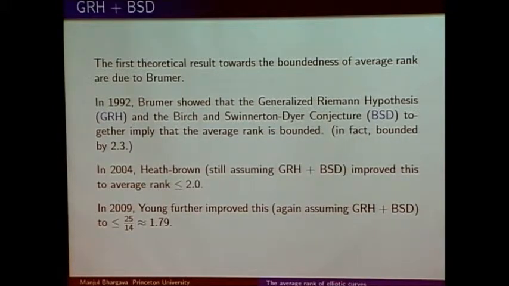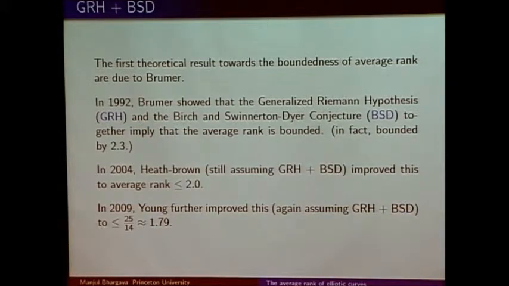And this was actually done very recently in this nice work of Young. So Young further improved this, again assuming GRH and BSD, to showing that the average analytic rank is less than 1.79, just assuming GRH then. So that then had that application that GRH implies a positive proportion of BSD being true. So these were the known theoretical results, but again, they're all conditional.